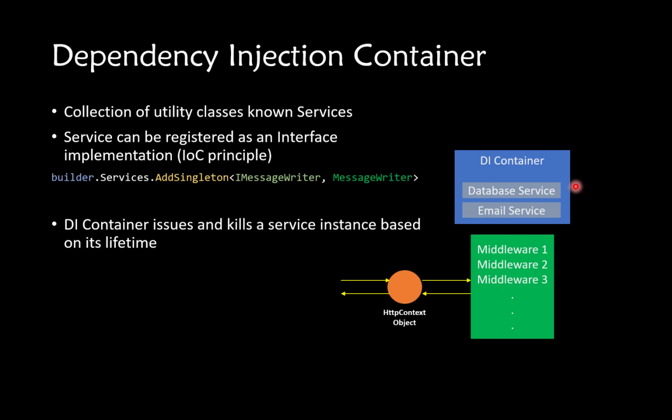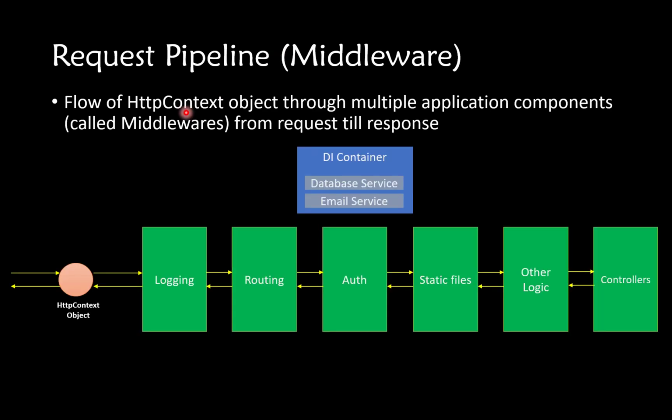Once you register a service class in the dependency injection container, the middleware can ask for the service from the dependency injection container and it will issue a service instance. So basically the container will create a service object from the service class and issue it to the middleware. Whether the service object would be reused or not depends upon the service lifetime, and we'll talk about it in a different video. So till now we covered that the request and response data would be present in the HTTP context object, and we have all our utility classes in a dependency injection container.